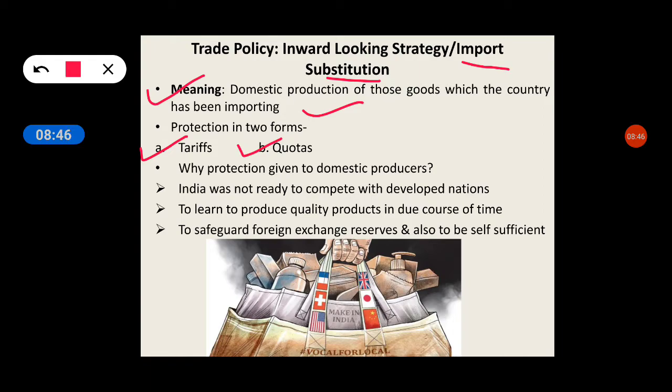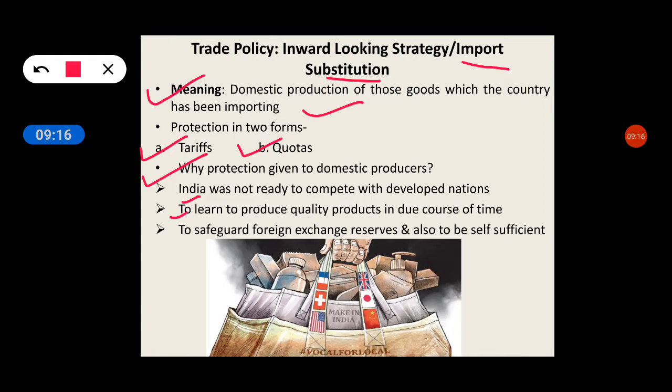All right, so let's come to the next topic, which is why protection was given to these domestic producers. What was the need of giving this protection to the domestic producers? Number one point is that India was not ready to compete with developed nations. A developing country like India was not at that level to compete with those developed nations. So protection was hence required.